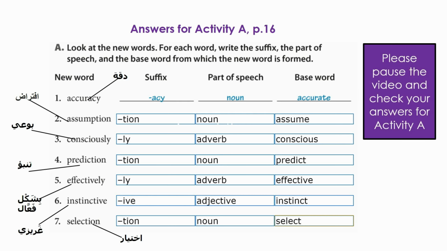Please pause the video and check your answers for activity A. Don't forget to look at the meanings of the new words in Arabic. For example, number 1, accuracy, دقة. Number 2, assumption, افتراض. Number 3, consciously, بوعي. Number 4, prediction, تنبؤ. Number 5, effectively, بشكل فعال. Number 6, instinctive, غريزي. And number 7, selection, اختيار. Please pause the video and check your answers for this activity and try and remember the suffix, parts of speech, and also the base word of those that you may have forgotten.